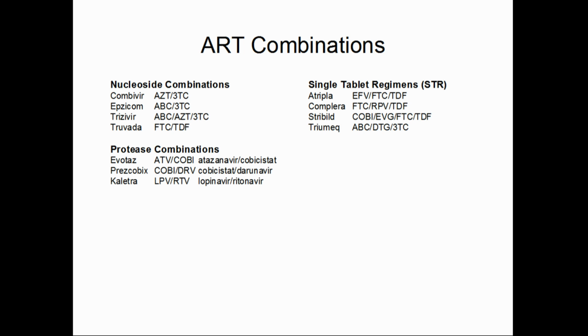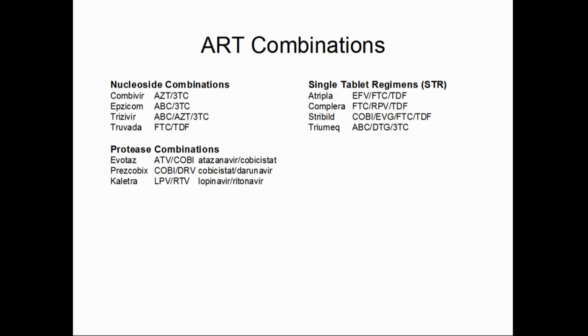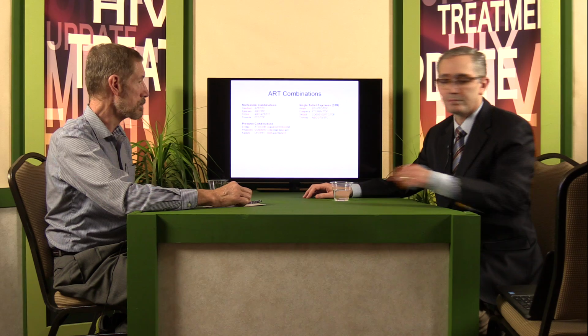Since then, 3 others have come out: Complera, Stribild, and Triumeq. And each of them, in essence, is just 1 pill taken daily that completely treats HIV. And most recently, there have been 2 new protease inhibitors approved even just last month, which are Evotaz and Prezcobix, which have a boosting medicine in them so that their active protease inhibitors, atazanavir and darunavir, respectively, can be given once daily through a single pill. And then there's the older Kaletra, which has been around for quite some time and is still a very effective medication but has some side effects.